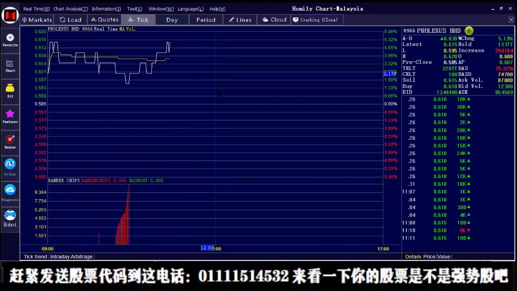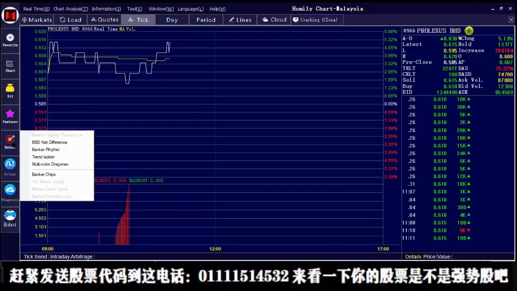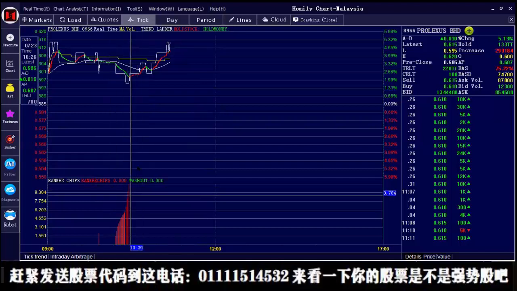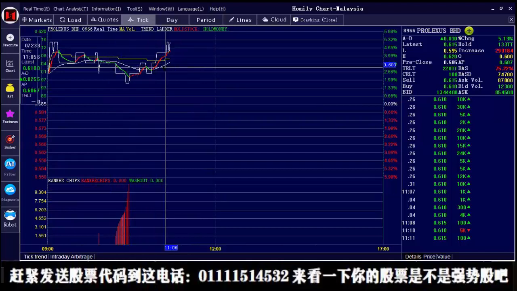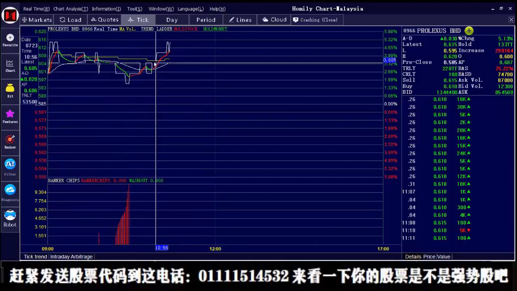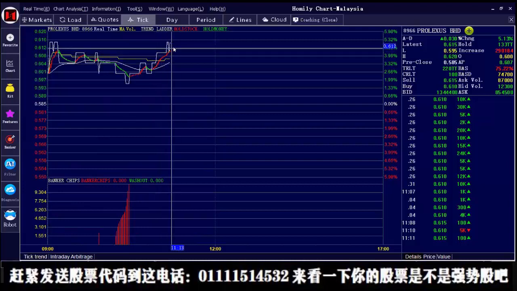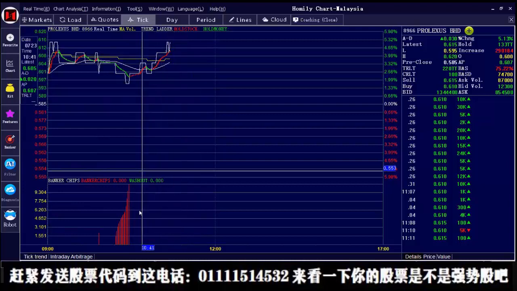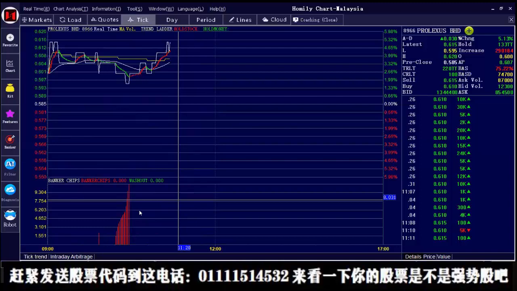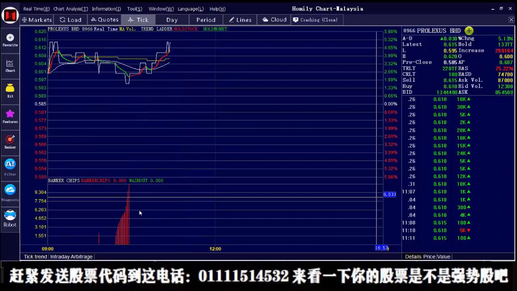And of course, you can use it. Use the trend ladder on this tick chart. Trend ladder, you can use that. I use the bank tips and trend ladder. And now you can see this one broke out of the yellow line already, pulled back, and went up again. Before it went up, the bank tips appeared. There are a lot of bank tips.